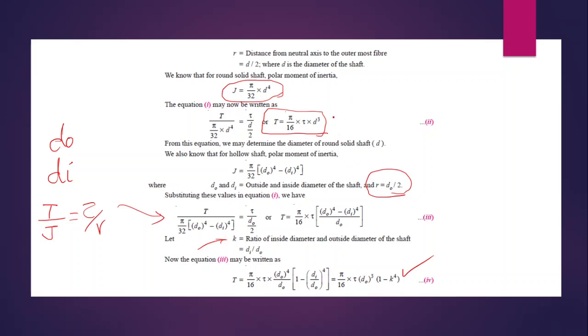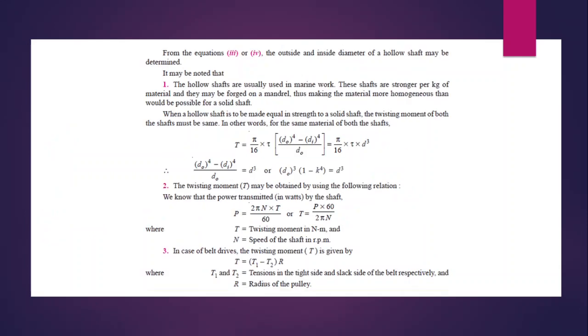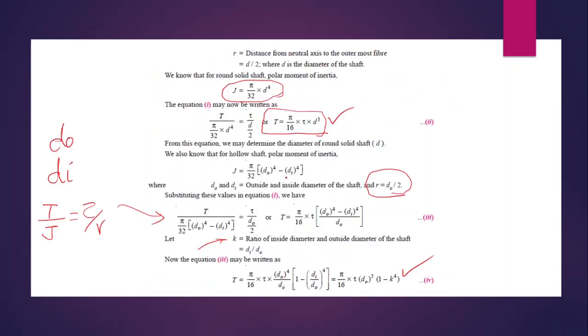These two equations are the most important equations when we consider the design of a shaft subjected to twisting moment only. From equations 3 or 4, the outside and inside diameter of a hollow shaft may be determined.